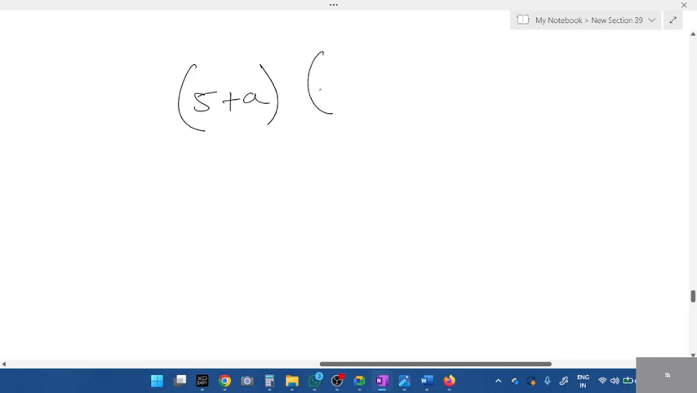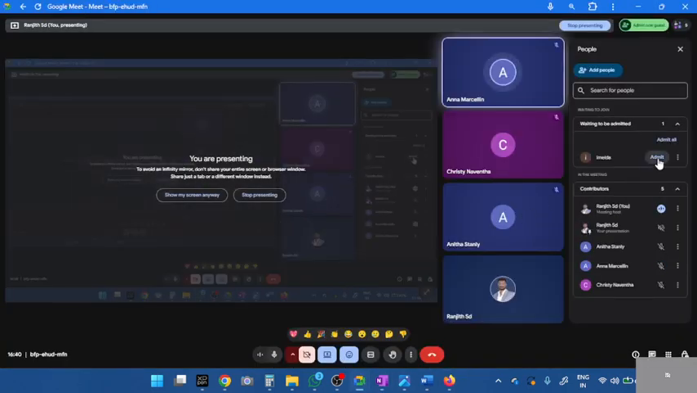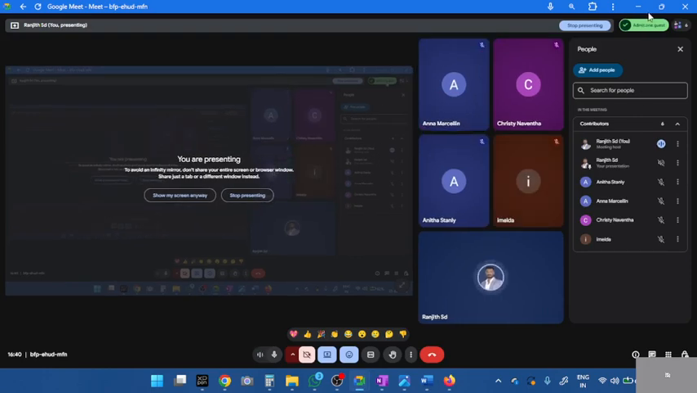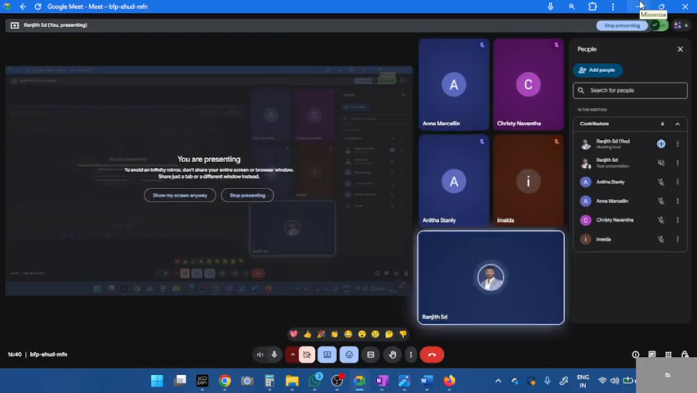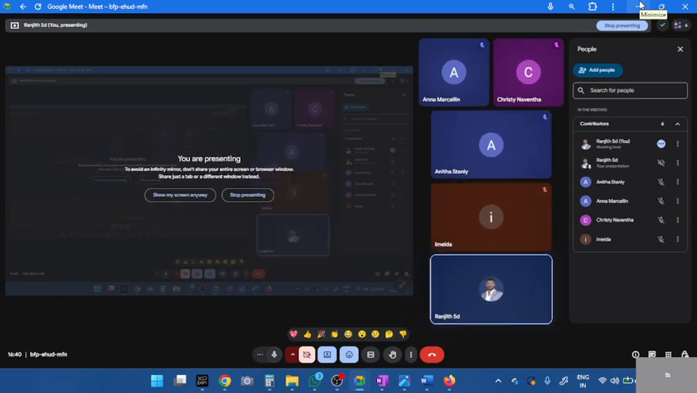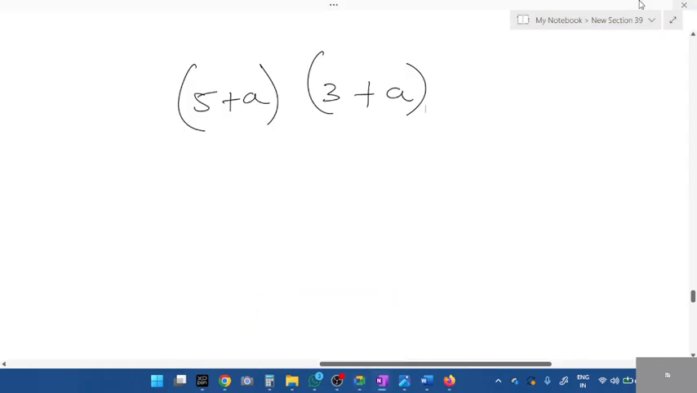5 plus a into 3 plus a. Here, are the values in the brackets the same or different? The numbers are different, which means the values are also different, right? Amilda, can you see the screen? Okay, the numbers are different. One value is the same, students. This is one type.